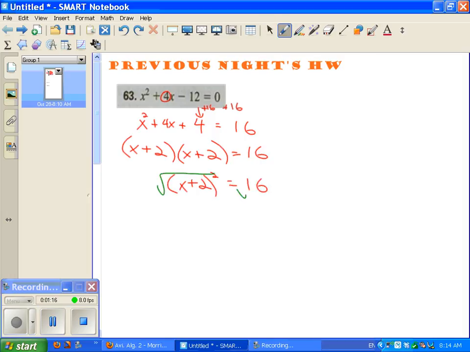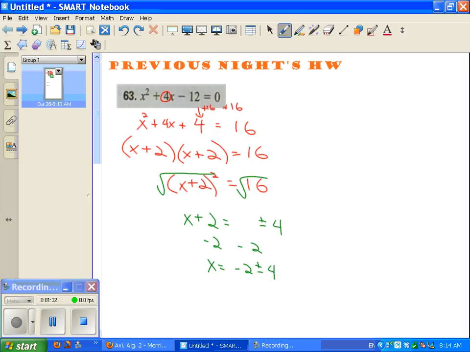Take the square root of both sides. X plus 2 comes out to be, what am I going to get over here? Plus or minus 4. Subtract 2 from both sides, and x comes out to be negative 2 plus or minus 4.